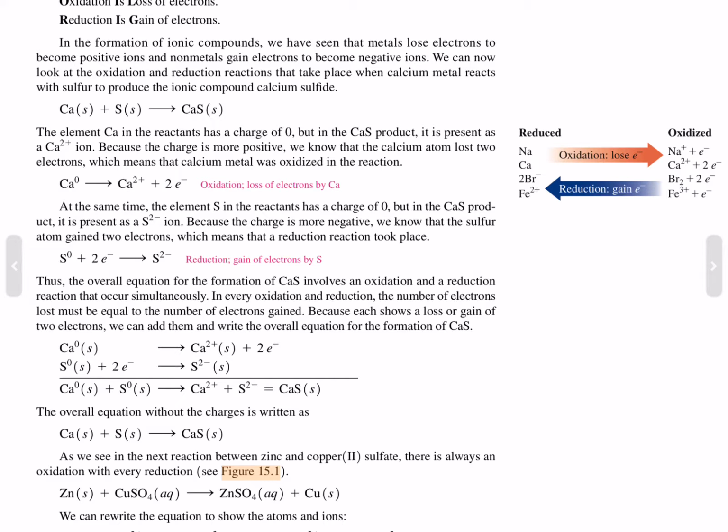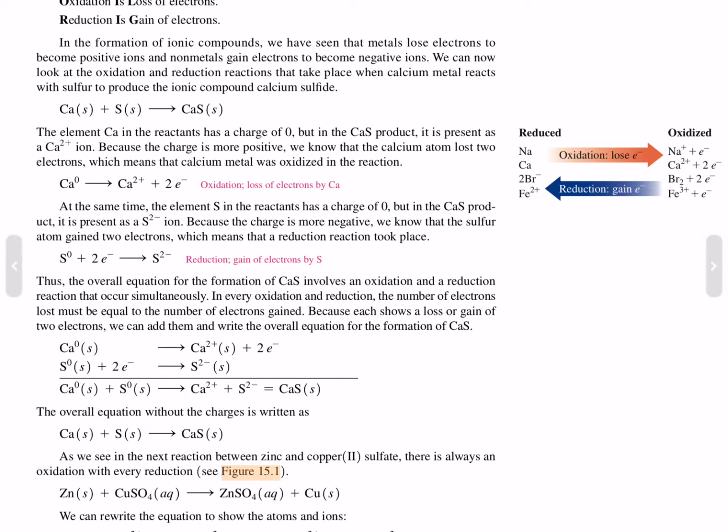Because each shows a loss or gain of 2 electrons, we can add them and write the overall equation for the formation of calcium sulfide. Calcium, with a 0 oxidation number, yields calcium 2+, with a +2 oxidation number, plus 2 electrons. Sulfur, with a 0 oxidation number, plus 2 electrons yields sulfide, with a -2 oxidation number. The overall equation without charges is written as calcium plus sulfur yields calcium sulfide.